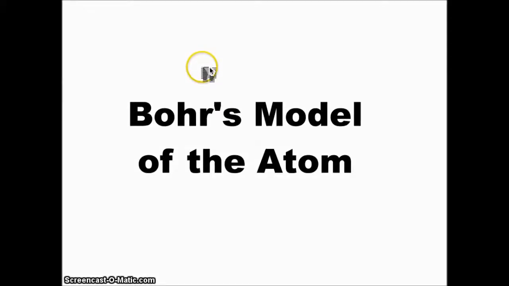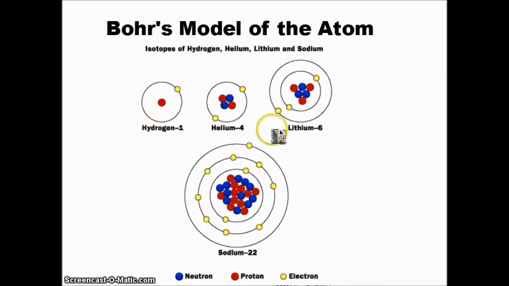Hello, in this unit we're going to be looking at Bohr's model of the atom. Now I have a couple of examples of Bohr's model of the atom here, and what I want to stress is that this is Bohr's model of the atom. We don't really know what the atom looks like, but this is what we believe the atom looks like based off experiments. And what I want to do in this unit is show you why it is that we believe that the atom looks this particular way.